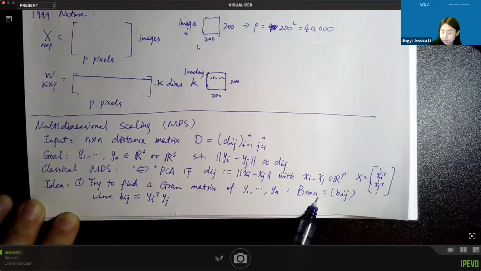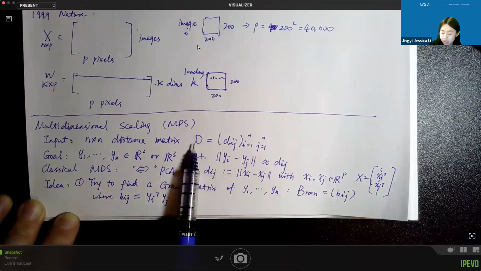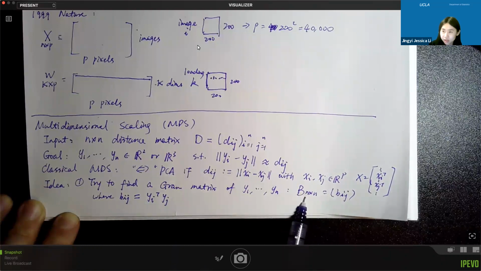So the idea is that if we can find a way to convert the n by n distance matrix D to the Gram matrix B, then we can just decompose the B to find y1 to ym. So we just take this route because it's easier to find the relationship between B and D.